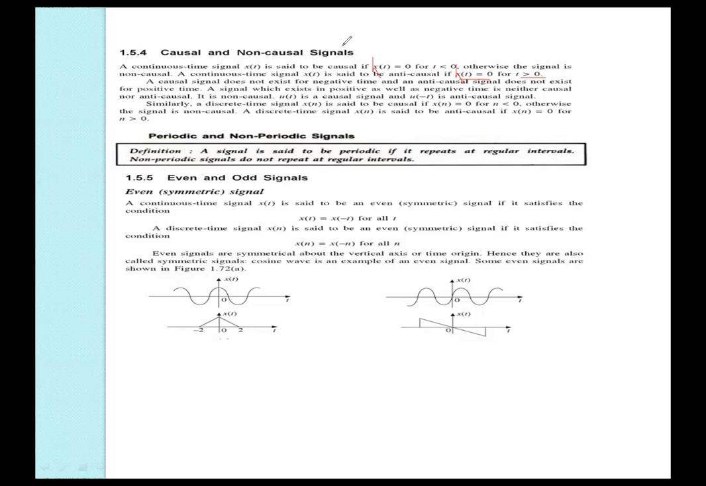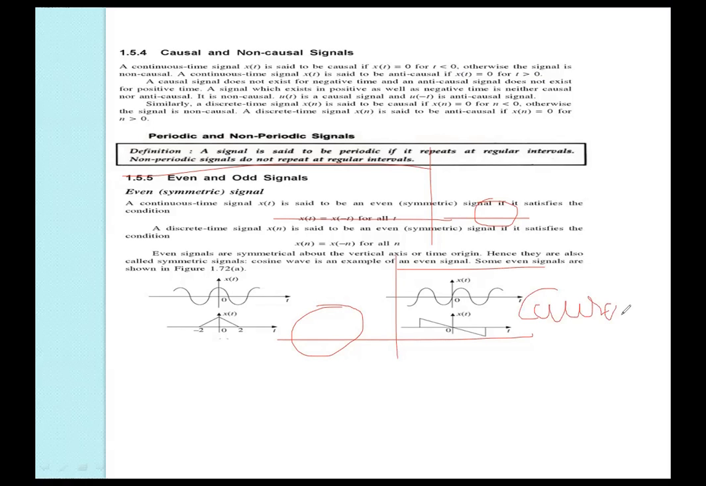Okay. A causal signal does not exist for negative time, and an anti-causal signal does not exist for positive time. Anti-causal means having values only on the left-hand side. A causal signal means having values only on the right-hand side, and the other side is zeros. See, the causal signal does not have negative time. It is a causal signal. Okay, the negative time is not there. And similarly, the anti-causal signal does not have positive time. There is no positive time here, only the negative values.